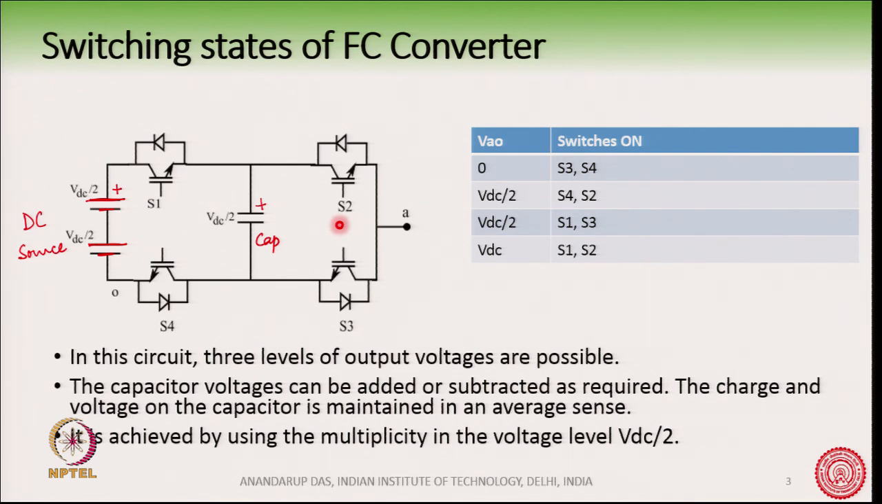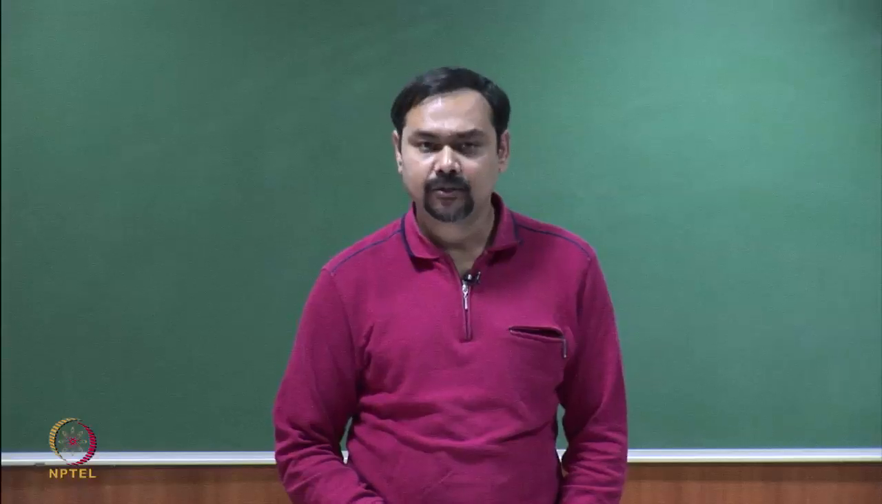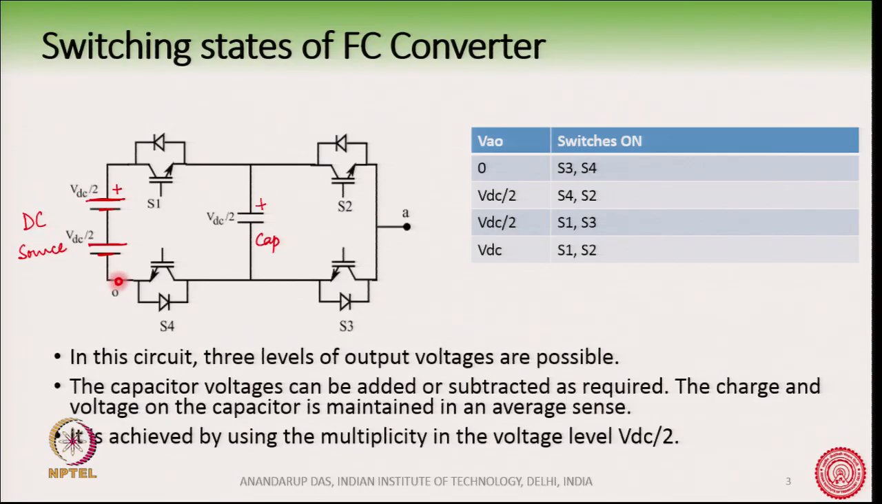There is also one other path by which we can realize VDC by 2, and that is going through S1 and S3. This is also possible. So, by turning on S1 and S3 or turning on S2 and S4, we can get VDC by 2 voltage available between A and O point. Of course, the last option is to turn on S1 and S2 and then we get VDC voltage here. So, you can see that this capacitor is sometimes getting bypassed and sometimes connected in series to the DC source.